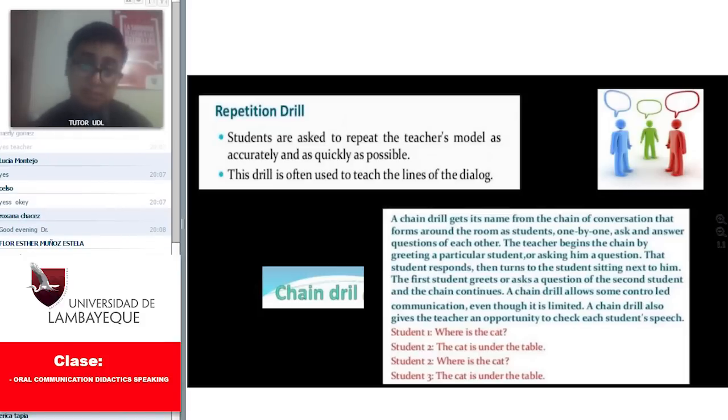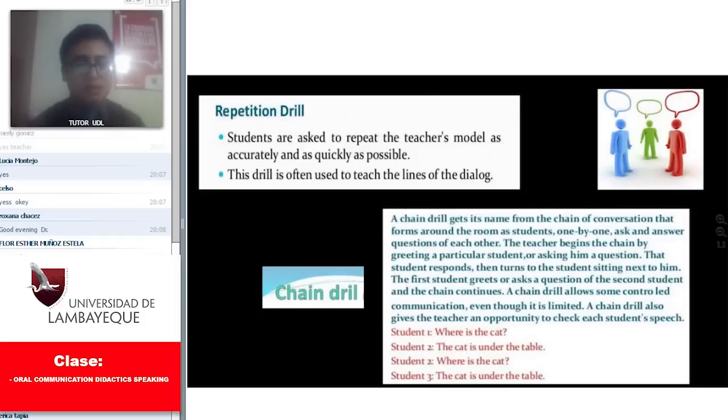So as its name says, chain. A chain drill gets its name from the chain of conversation that forms around the room as the students, one by one. Okay, no problem, Erica. So the teacher begins the chain by greeting a particular student or asking him a question. The student responds, then turns to the student sitting next to him. The first student greets or asks a question of the second student, and the chain continues. Okay, I'm going to give you an example here.